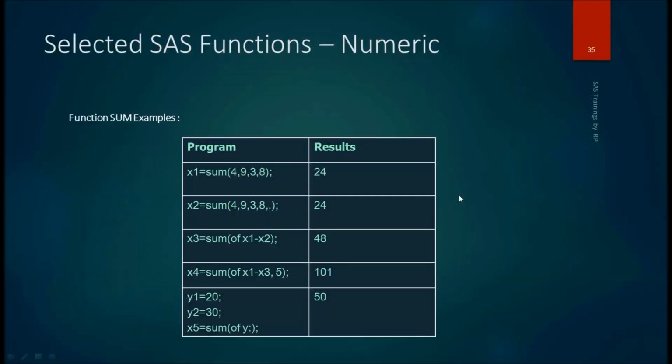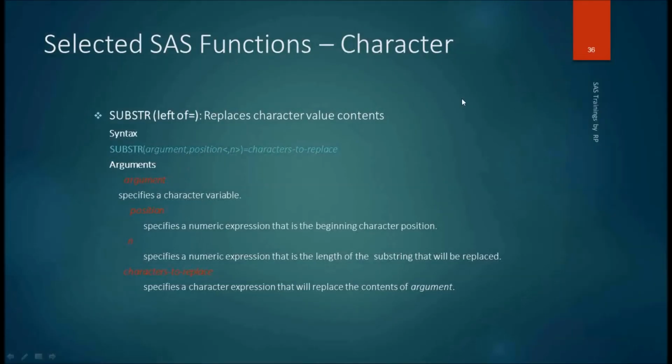Coming to the presentation, character functions play a major role in SAS data manipulation. For instance, I have taken the substr function, which is a substring function. It replaces the character values in the constants. Substring functions are used to extract a specific character portion from the character variables.